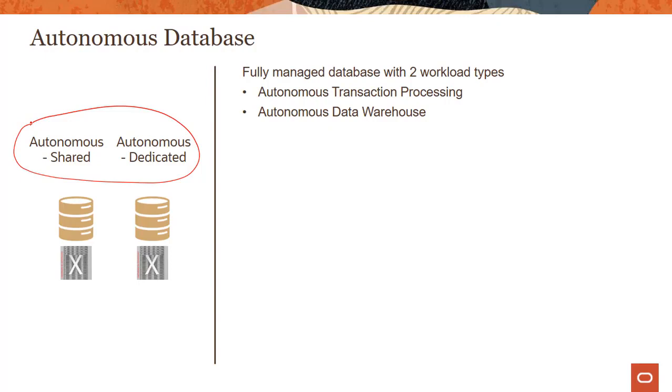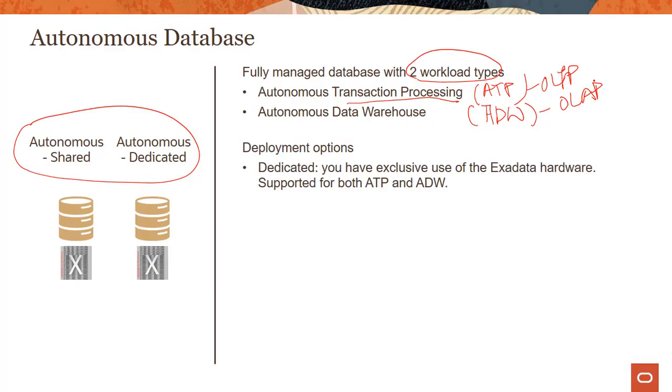Before we get into that, there are two kinds of workloads supported with autonomous. One is Autonomous Transaction Processing, also called ATP. The other is called Autonomous Data Warehouse, sometimes referred to as ADW. This is for OLTP, transaction processing workloads. This is for OLAP, analytical processing workloads, right? Makes sense. There are two kinds of deployment options.